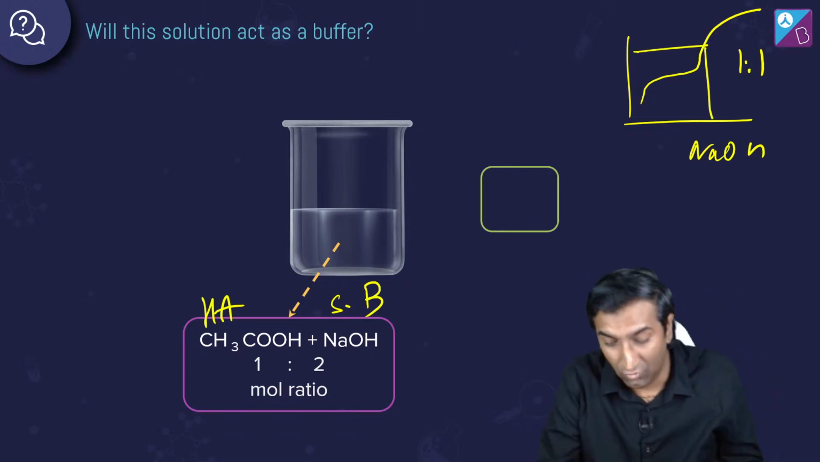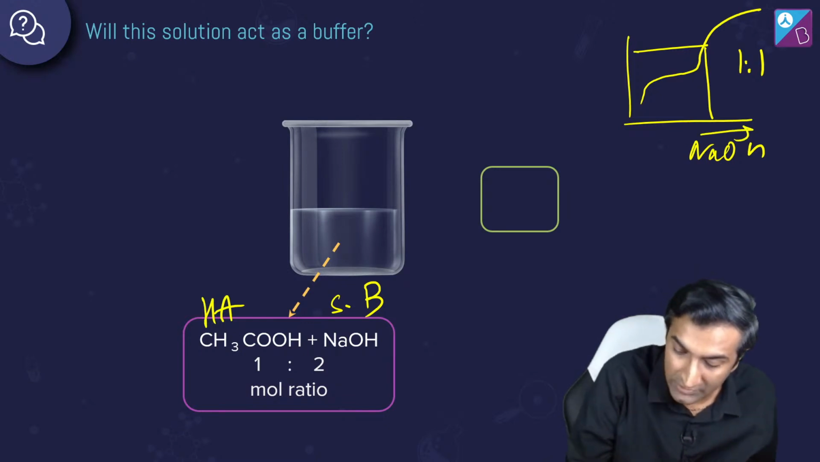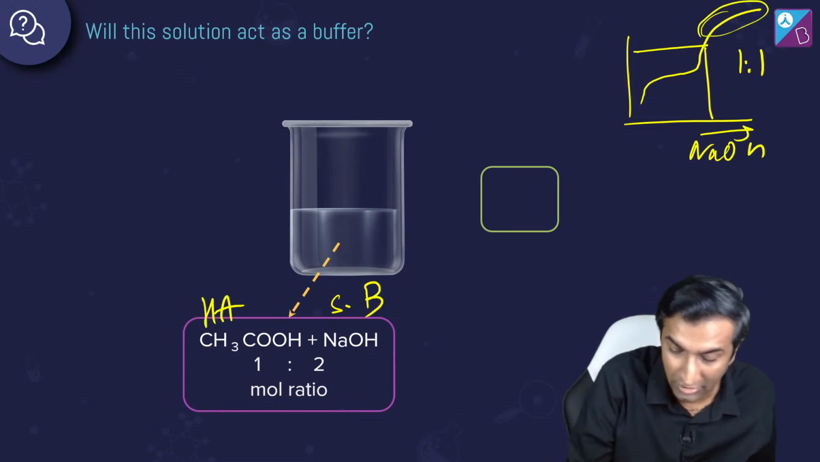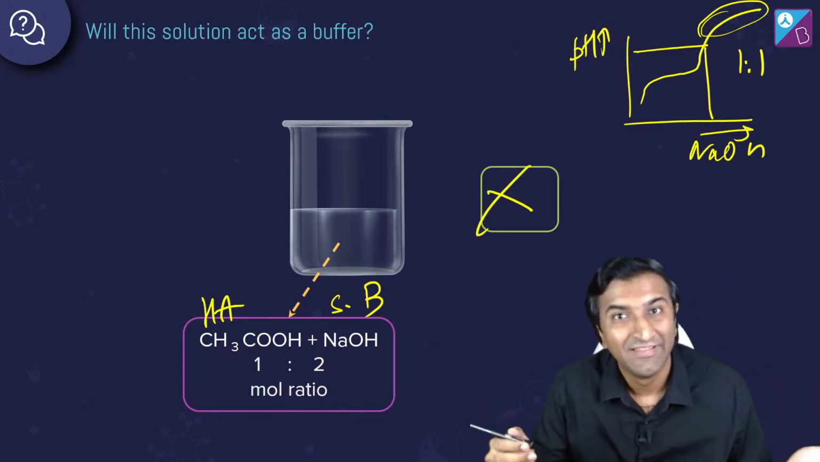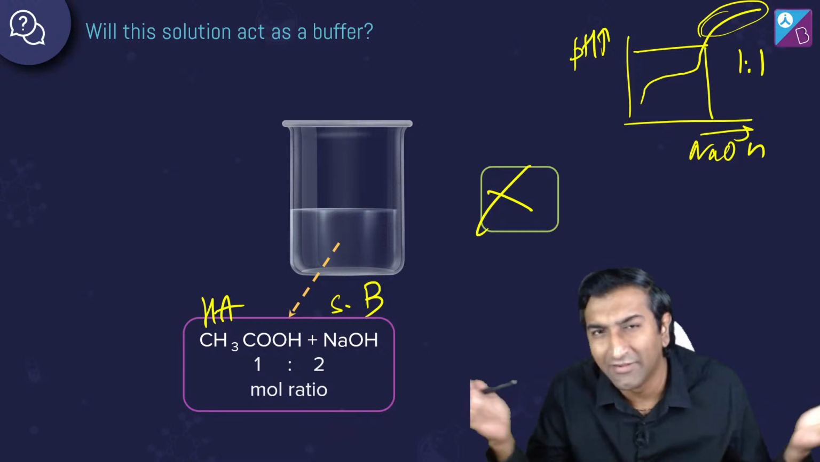अगर मैं इसमें और NaOH डालूं तो क्या होगा? This graph goes towards this side, this section. This is not resisting a change in pH, not a buffer. इसलिए बोला भाई ग्राफ देखो. As soon as you see the graph, you don't have to worry about anything, guys.